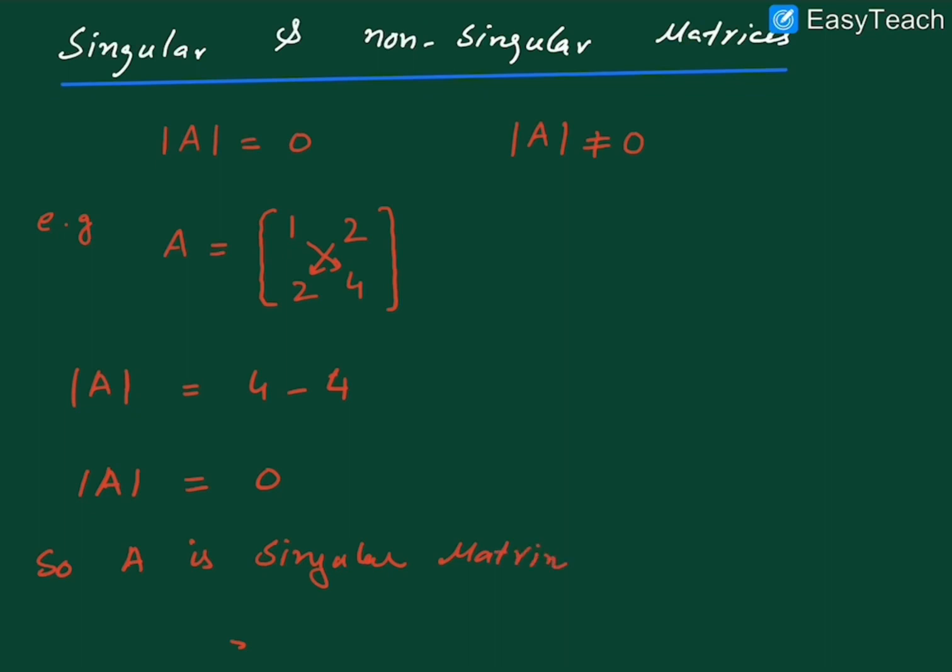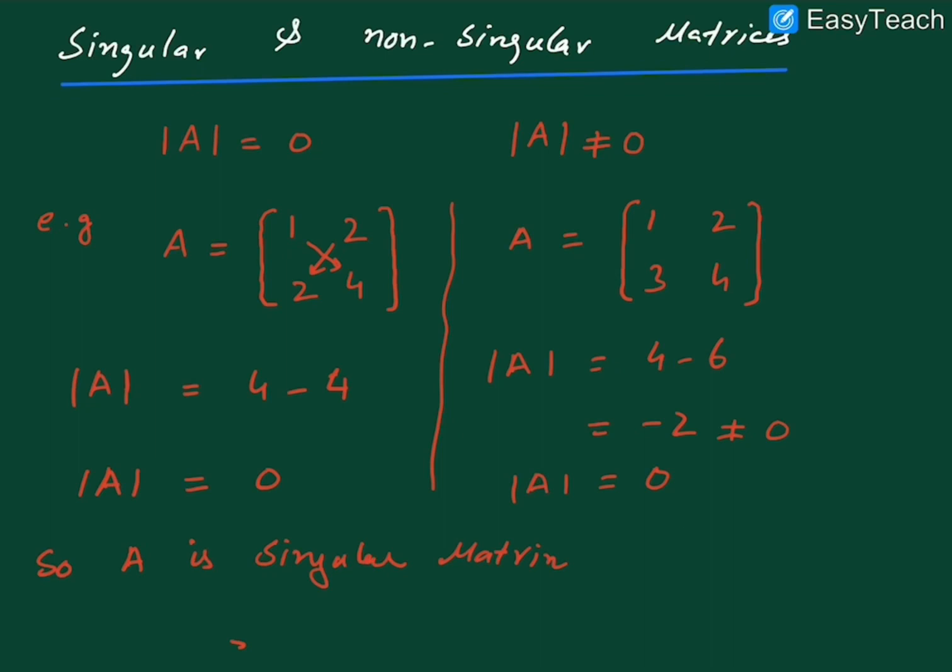Now let's see another example. As I did before, A = [[1, 2], [3, 4]]. So its determinant is 4 minus 6, which is negative 2, which is not equal to 0. So if the determinant of A is not equal to 0, it means A is non-singular. So A is a non-singular matrix.